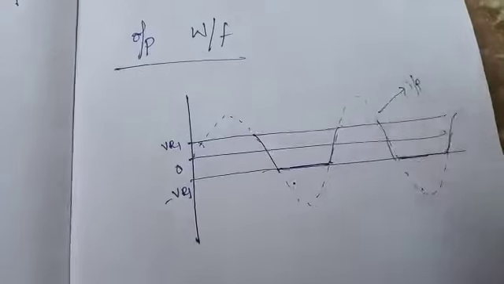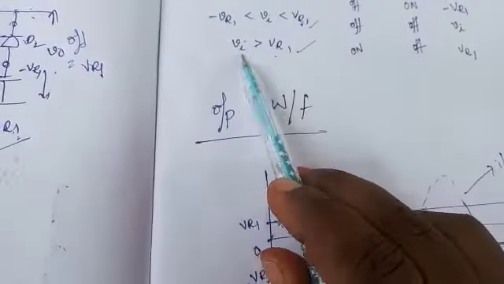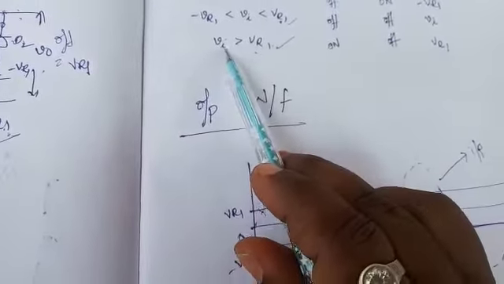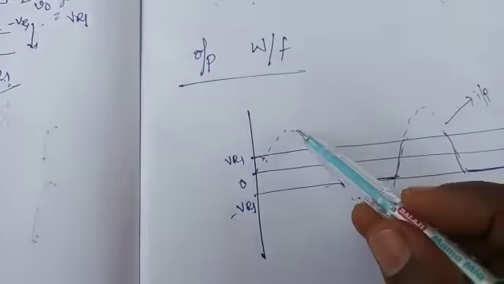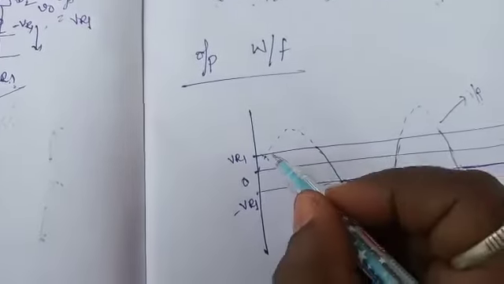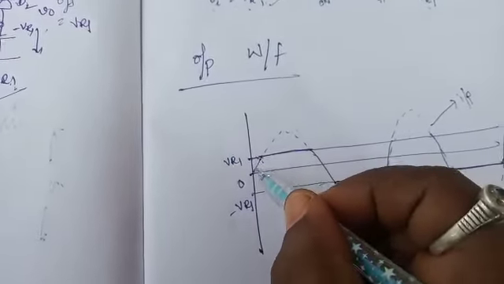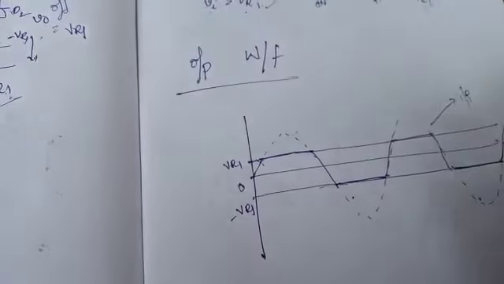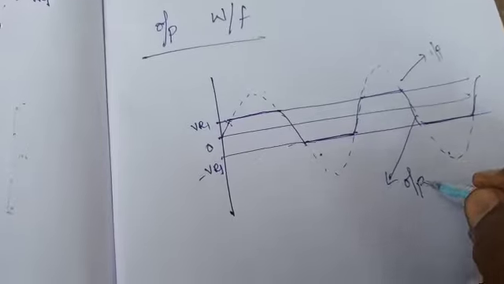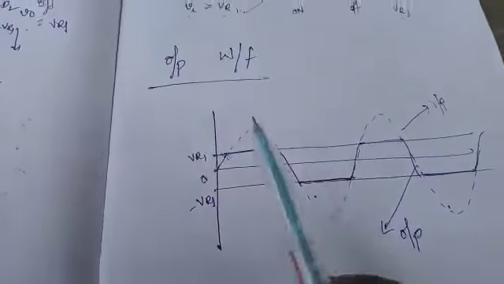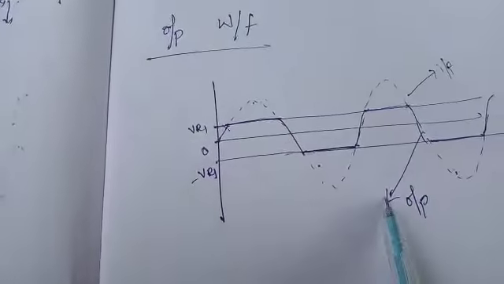Now for the third condition, Vi greater than VR1. That means the input voltage is more when compared to VR1. In that case, the output voltage is plus VR1. So in such a way, we can get the output of the double-ended clipper by clipping in the positive as well as in the negative portion. Thank you.